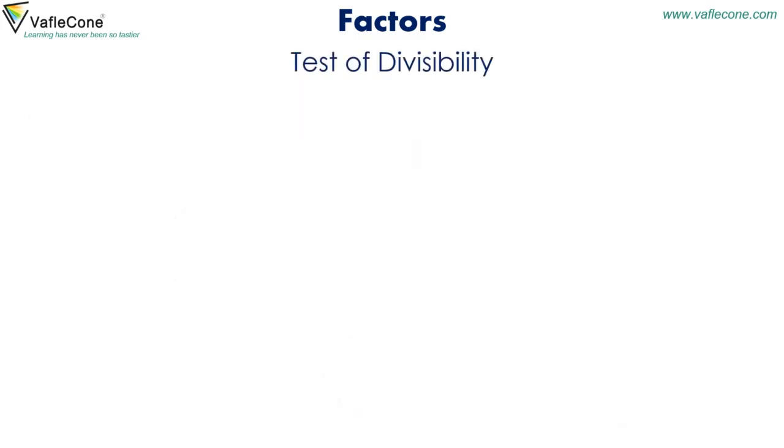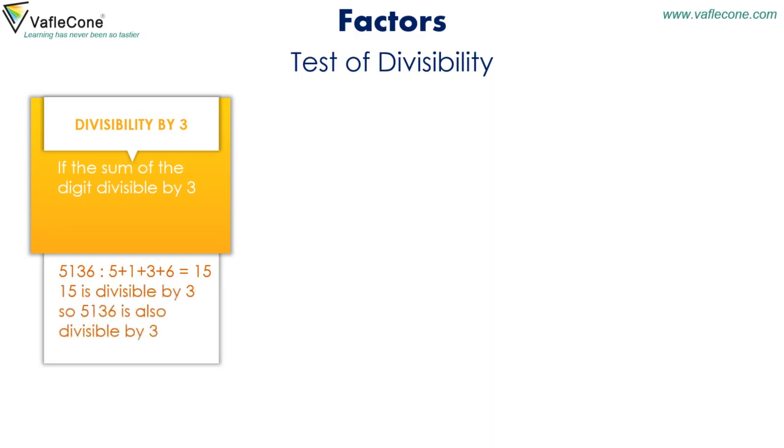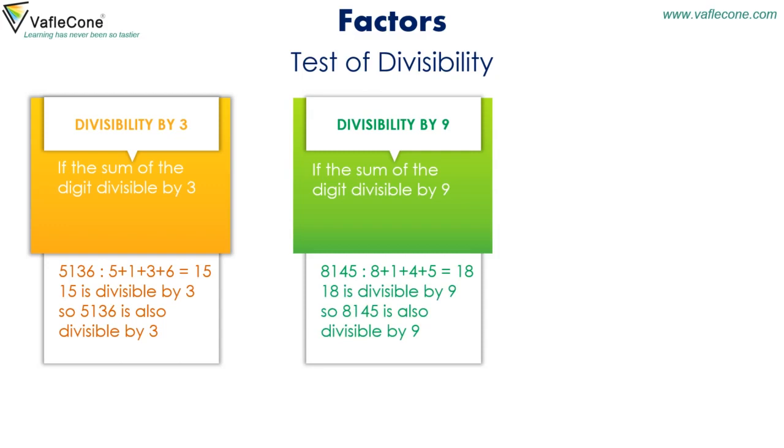Tests of divisibility. Divisibility by 3. If the sum of the digits is divisible by 3, the number is divisible by 3. For example 5136, that is 5 plus 1 plus 3 plus 6 is equal to 15. 15 is divisible by 3, so 5136 is also divisible by 3. Divisibility by 9. If the sum of the digits is divisible by 9, for example 8145, that is 8 plus 1 plus 4 plus 5 is equal to 18. 18 is divisible by 9, so 8145 is also divisible by 9.